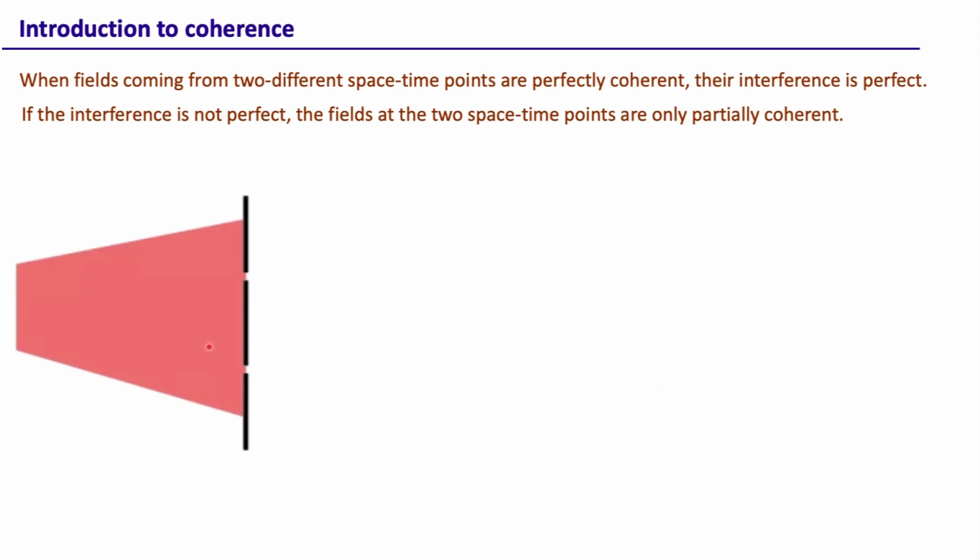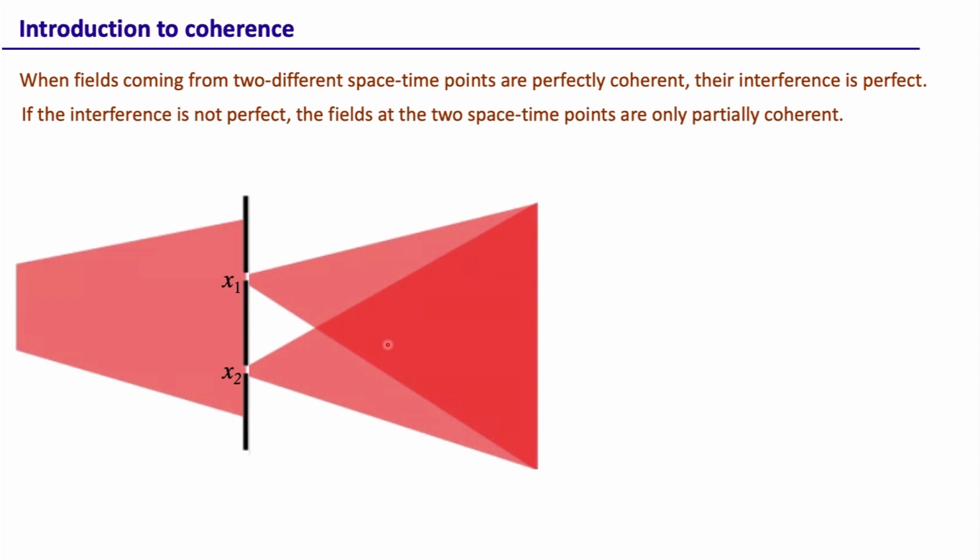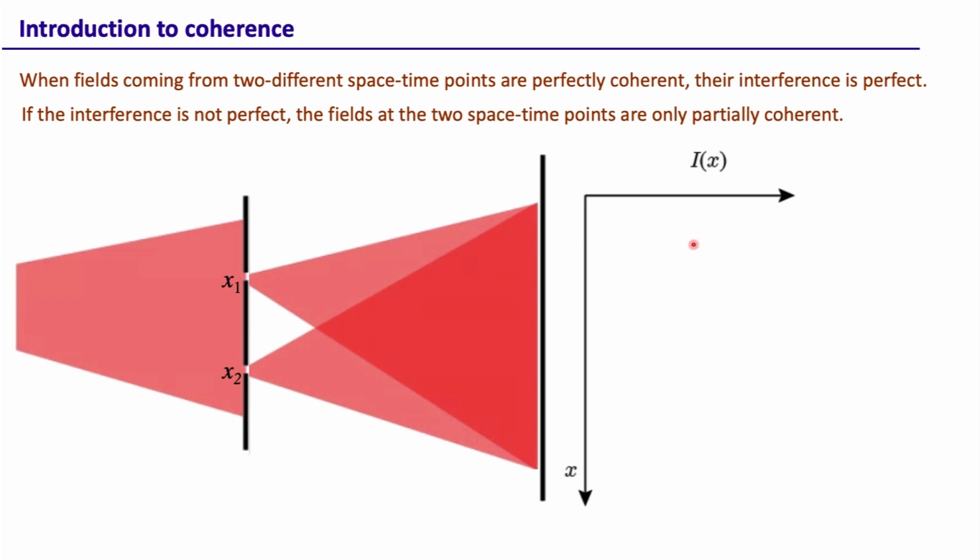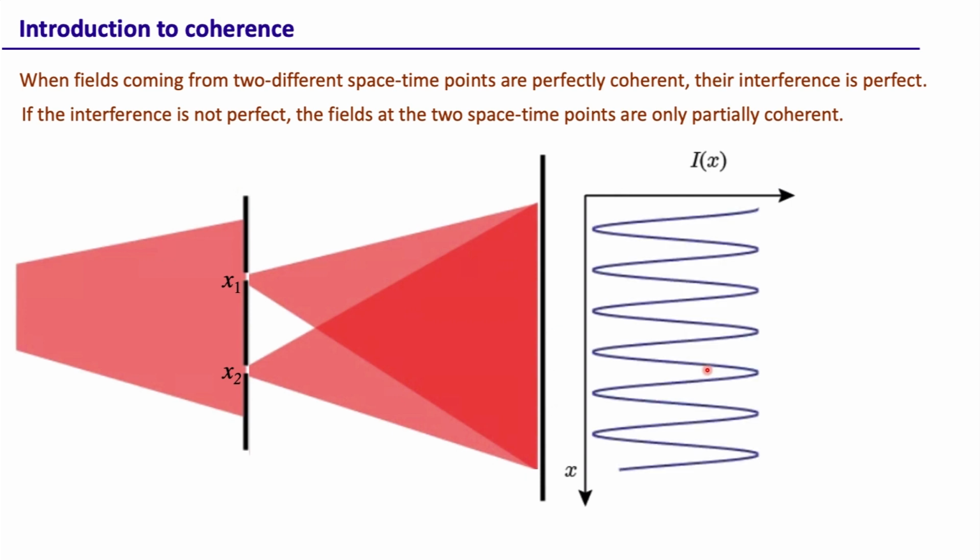Just to explain that, let's say this is the light field coming from some source. There is a Young's double slit here, two slits, and light from these two slits is going to go forward. And here we have a screen. Now we look at the intensity pattern that gets formed at this screen. Of course, we know that there should be an interference pattern as a function of x. And if we see that this interference pattern has almost 100% visibility, very nice visibility, we say that this is highly coherent.